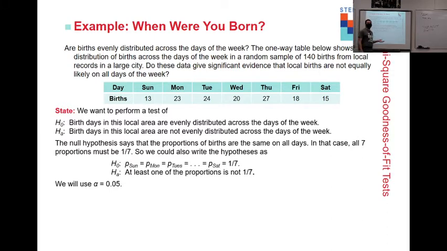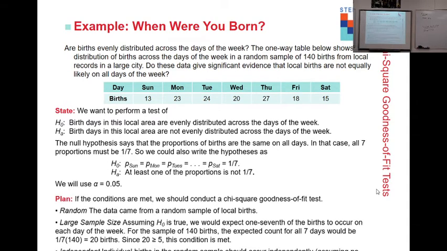The biggest thing that is different about these tests is that the normal condition is now substituted for checking that the expected counts are at least 5. And I got those expected counts by knowing that because all the days of the week should have the same probability, that probability should be 1/7. So out of the 140, I should expect a 7th of the 140 on each day, which is 20. So in this case, all the expected counts here are 20, which is at least 5. And then the random and independent conditions were the same.